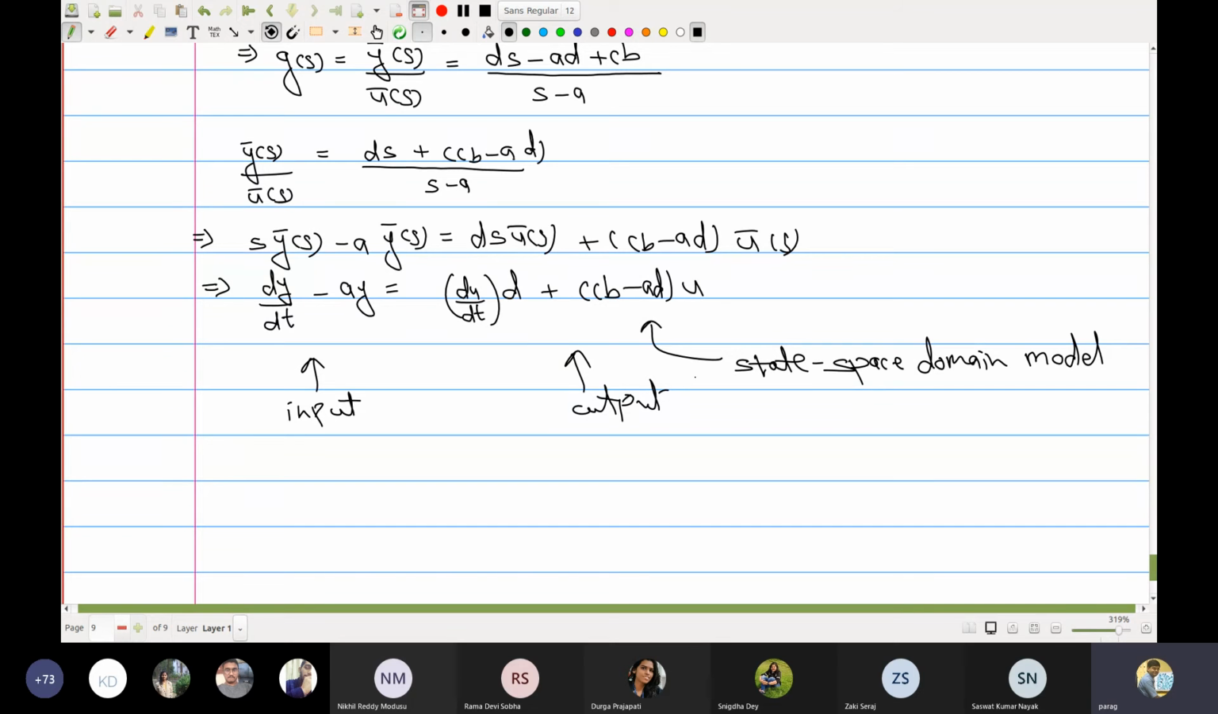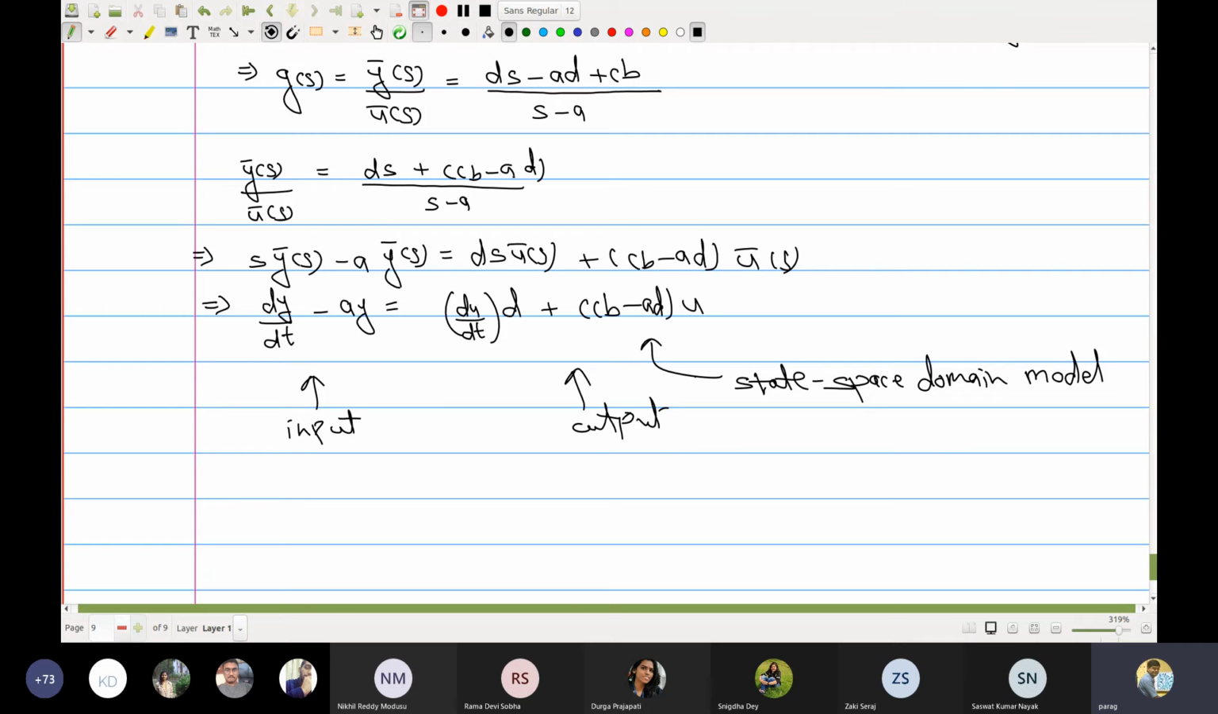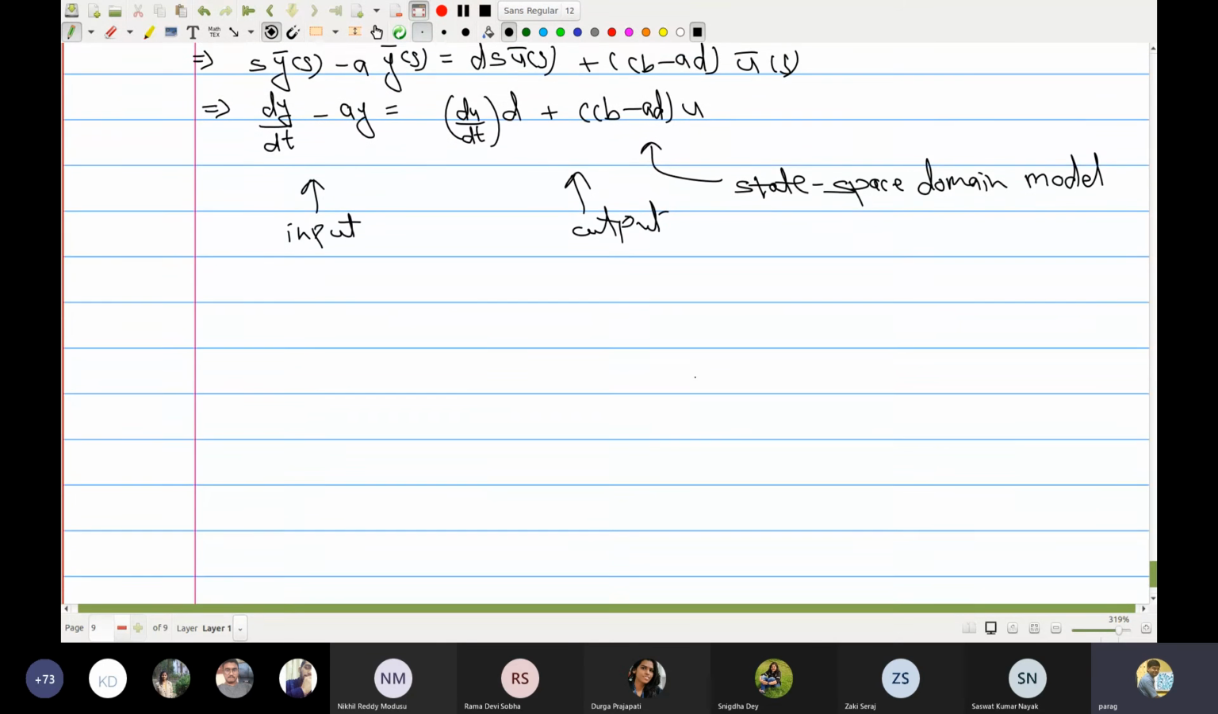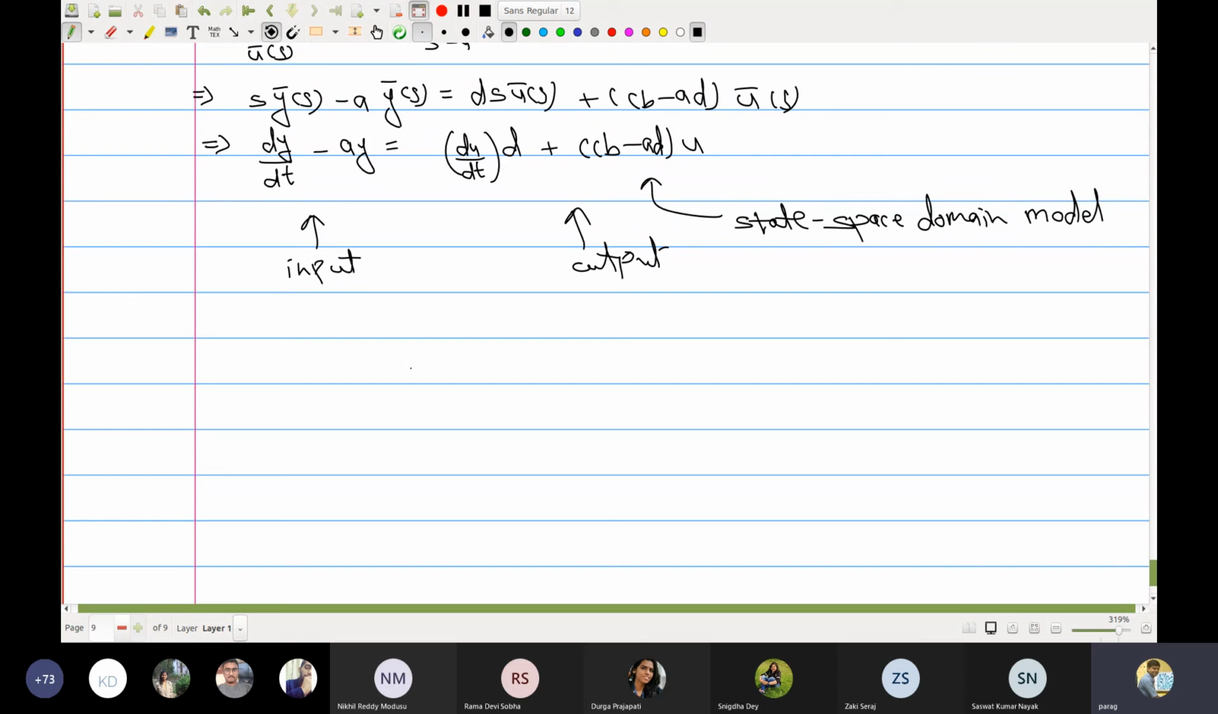The only thing which is left is now obtaining a corresponding block diagram. A corresponding block diagram should have an input, should have an output, but instead of the transfer function in terms of the Laplace transform, it should reflect these operations.